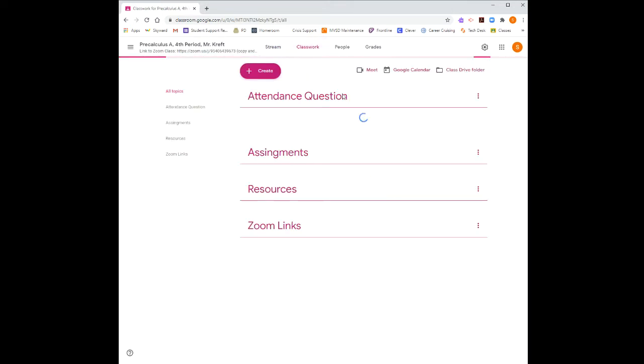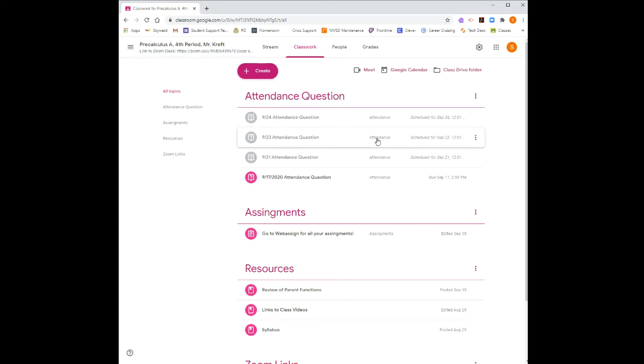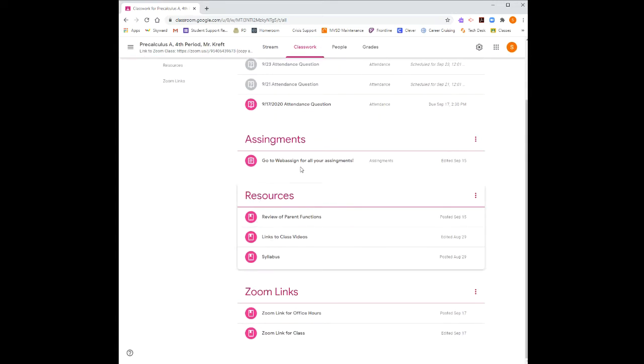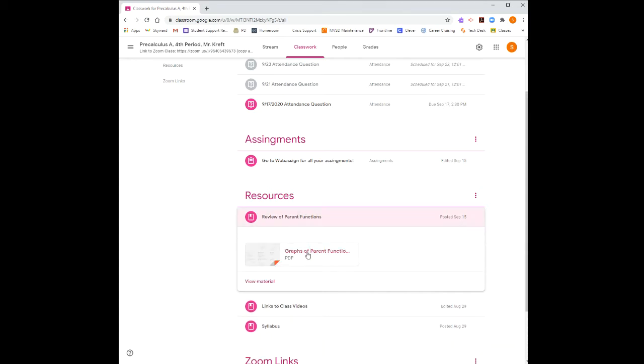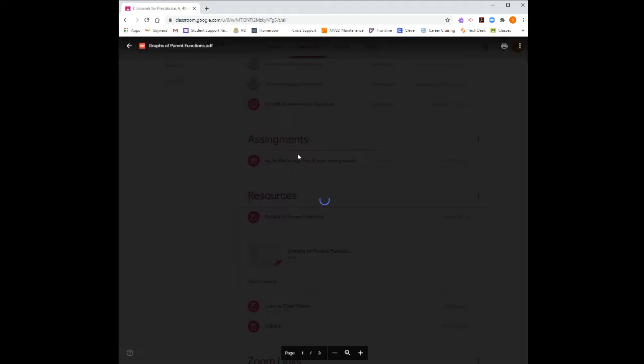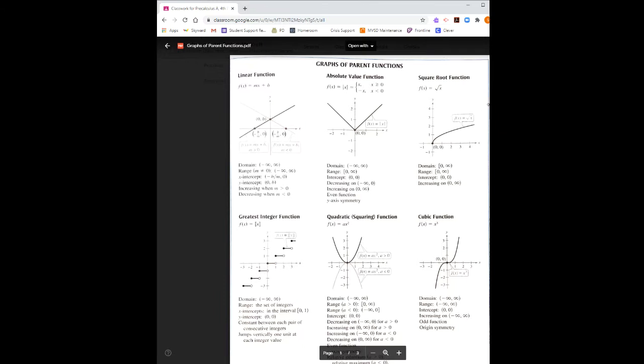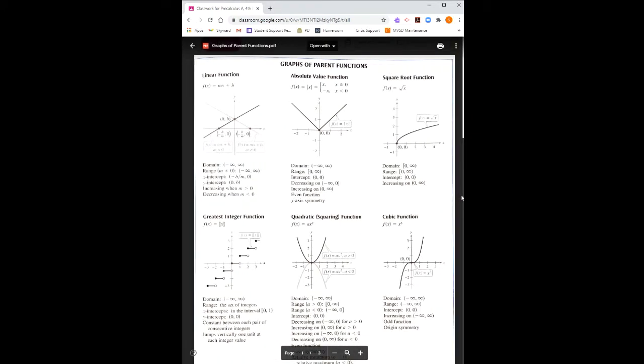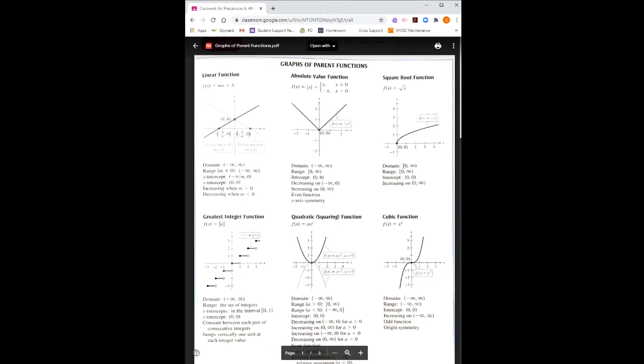Okay, so if we go to classwork, this is something that you're going to need to access. I'm in classwork resources. I put up a new one. It's called Review of Parent Functions, and then graphs of parent functions, okay? You guys are going to have to use this because, like I said, unfortunately, some things we're going to have to memorize, and this is one of those things, okay? So I'm going to go over this pretty quickly.